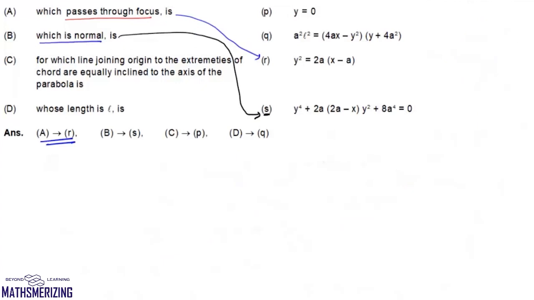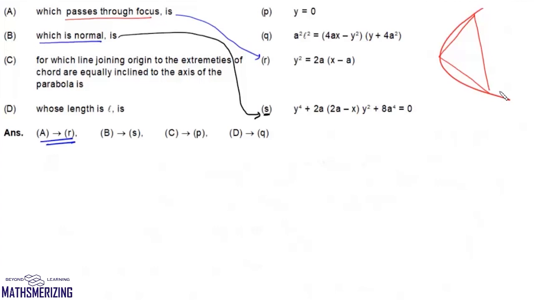Now the third question is, we need to find the locus of the midpoint of a chord for which the lines joining the origin to the extremities of the chord are equally inclined to the axis of the parabola. So we have this chord, and the lines joining these extremities, they are equally inclined to the coordinate axis.